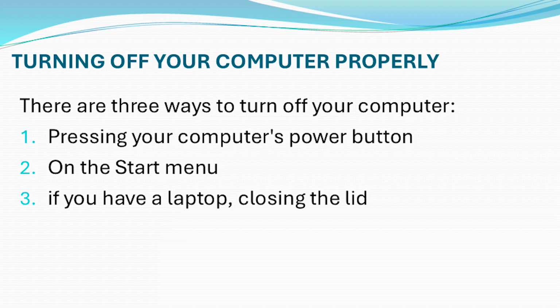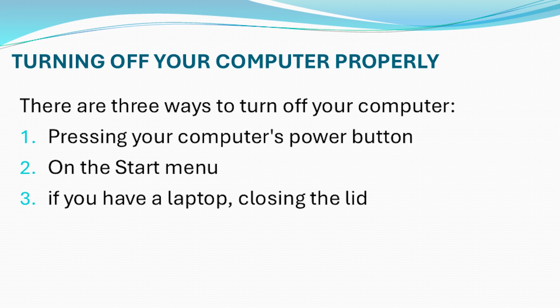Turning off your computer properly. When you're finished using your computer, it's important to turn it off properly not only to save energy, but also to help keep your computer more secure and to ensure that your data is saved. There are 3 ways to turn off your computer. 1. Pressing your computer's power button, using the shutdown button, sometimes called the power button. 2. On the Start menu, and 3. If you have a laptop, closing the lid.